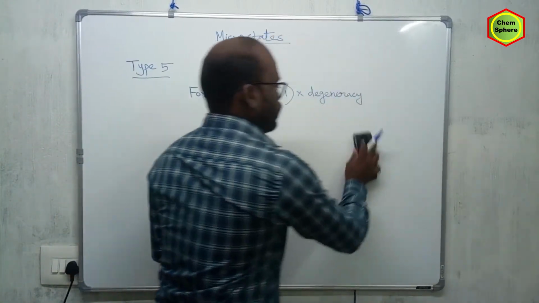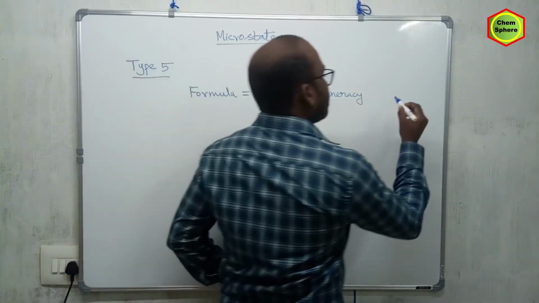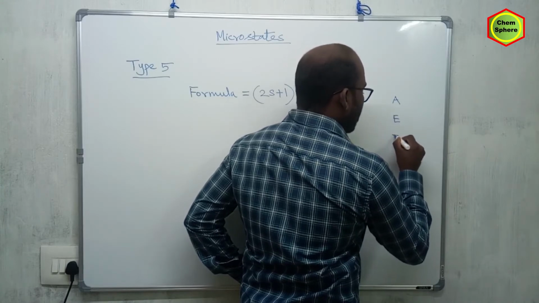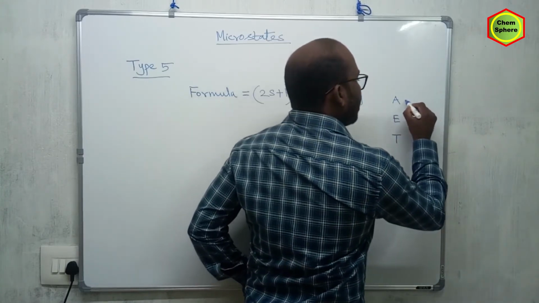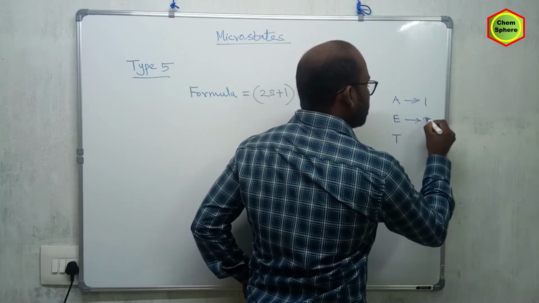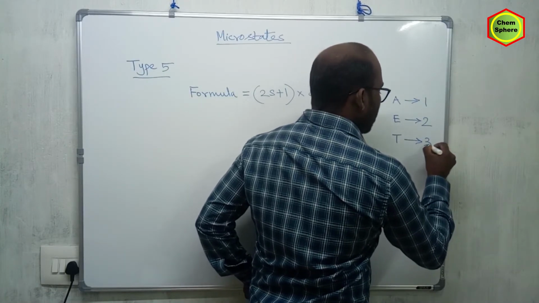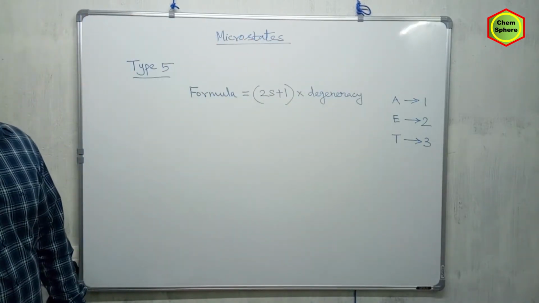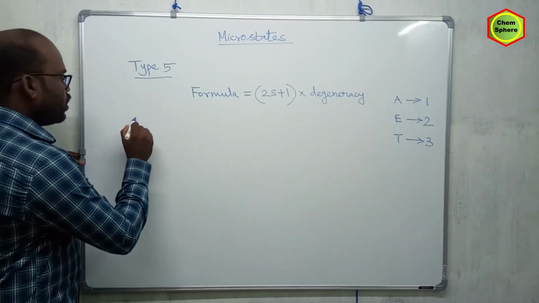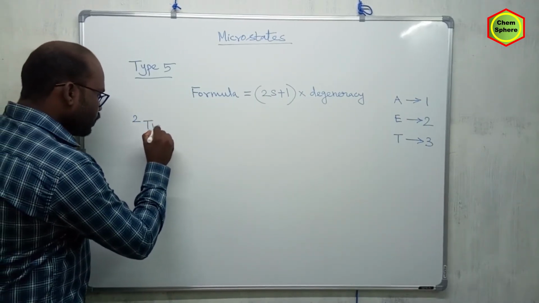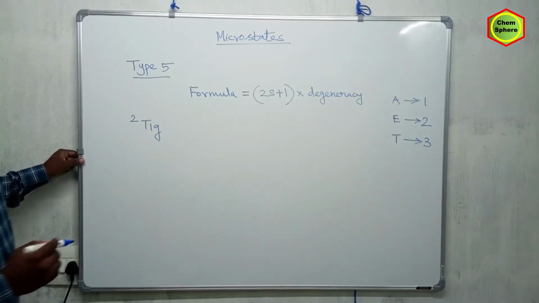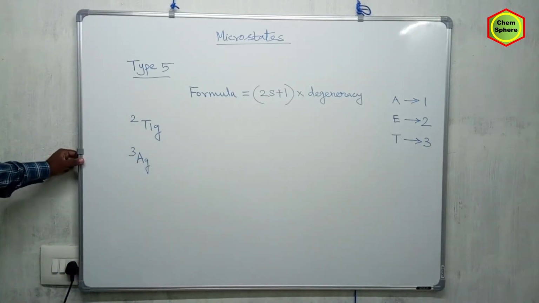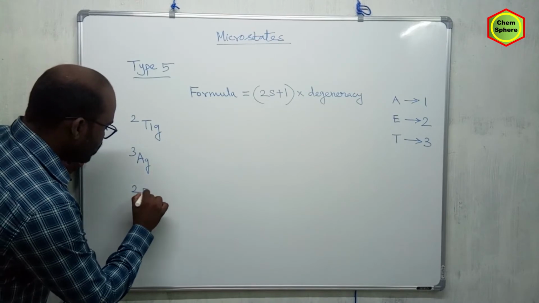Now, for Mulliken terms, that is A, E, T, the degeneracy for A is 1, for E is 2, for T is 3. So, let us take particular examples. Doublet T1G, triplet AG, doublet EG.